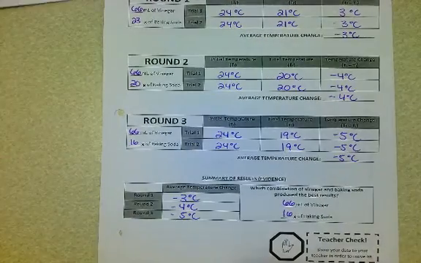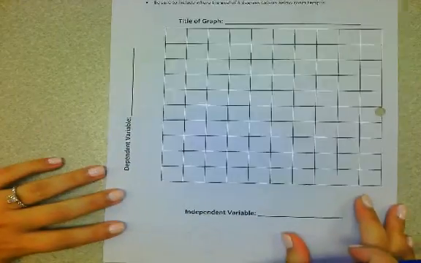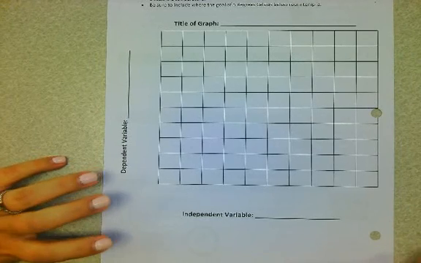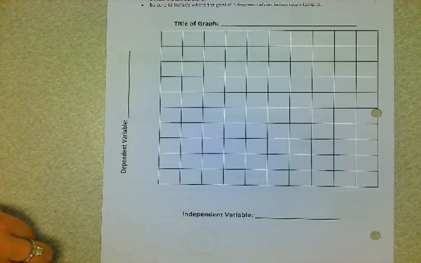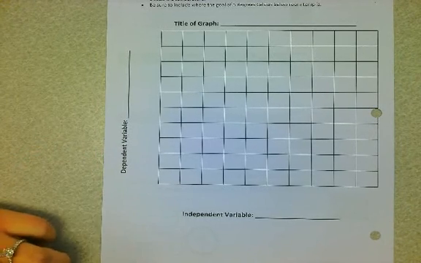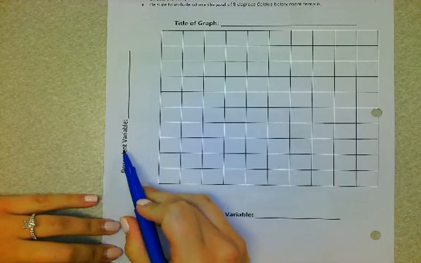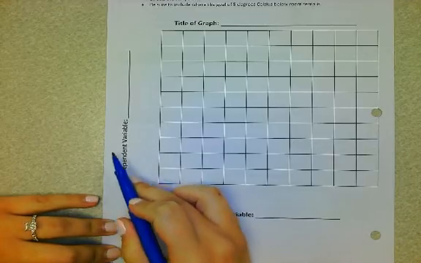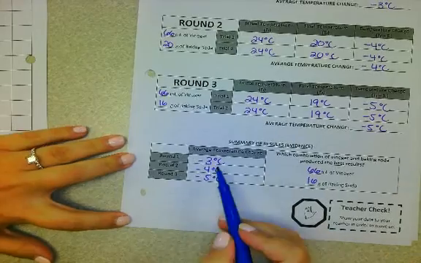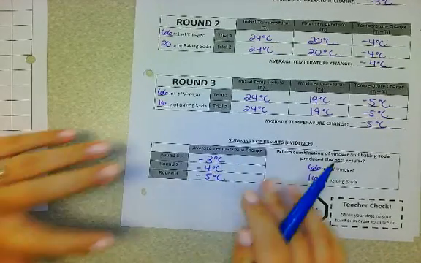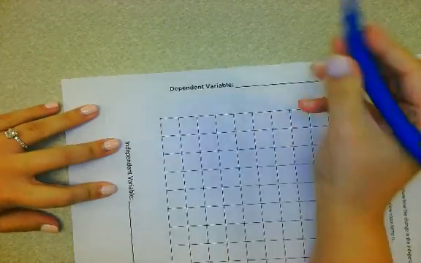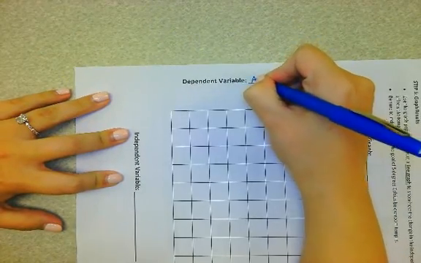So let's take a look at the graph. Ta-da! This is your graph. The first thing you want to do when you're graphing is label your axes. You have your dependent variable, and the dependent variable, remember, is what we were looking for to change. In this case, that's going to be our average temperature.